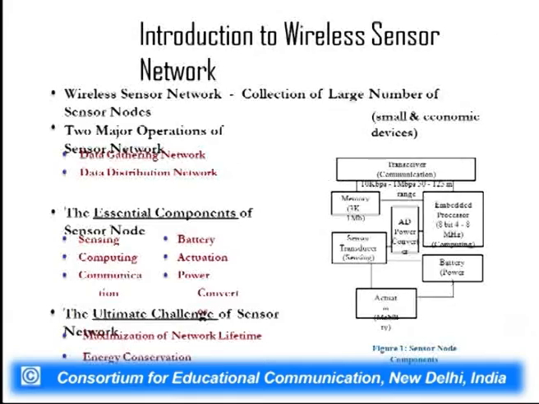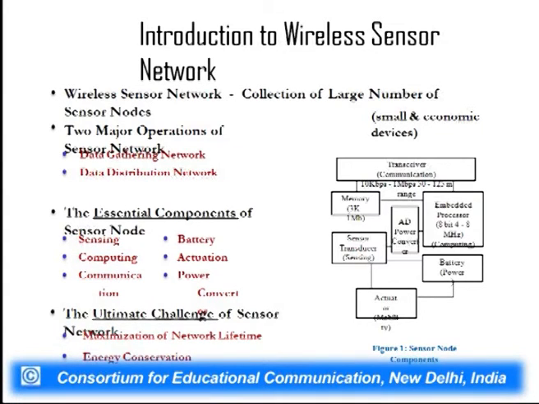Now the overview. Sensor networks are basically a collection of a large number of sensor nodes, and these sensor nodes are minuscule devices that are used for monitoring a huge field for essential purposes, for example maximization of network lifetime, energy optimization, etc.